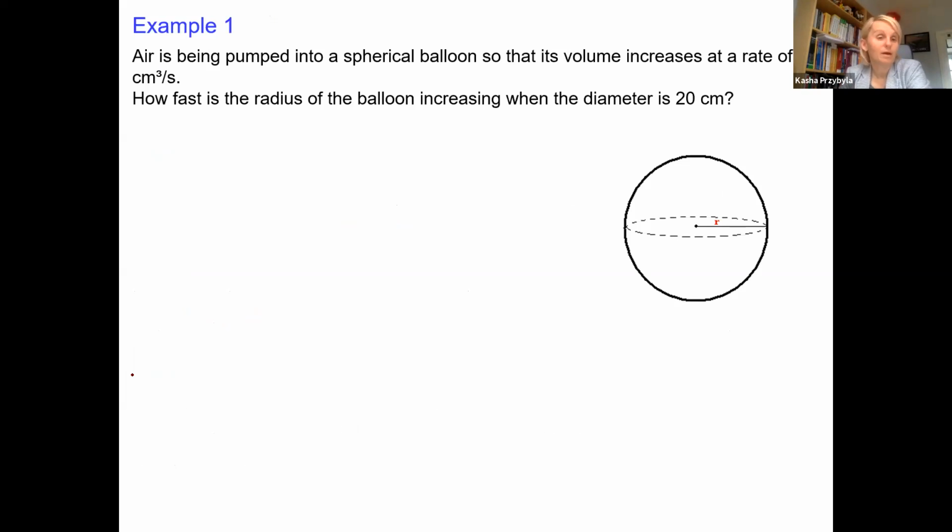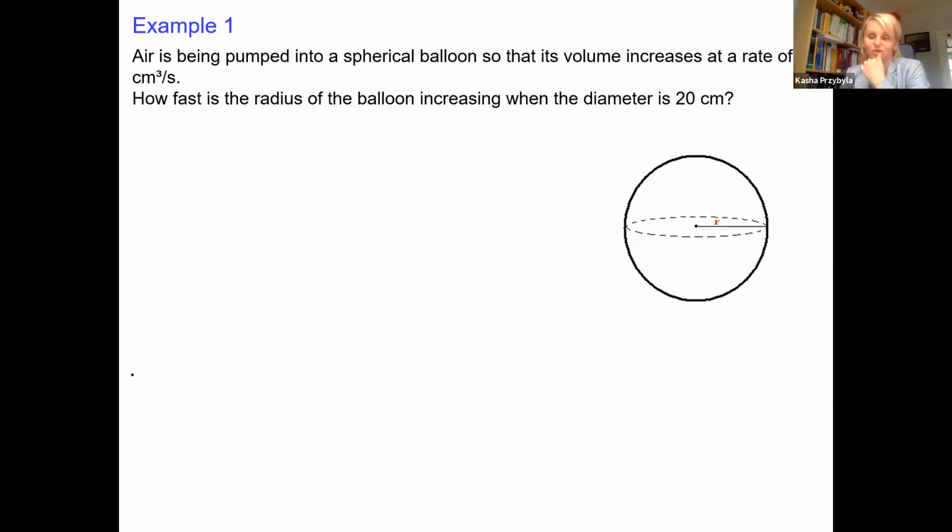Okay, air is being pumped into a spherical balloon so that its volume increases at the rate of 5 cubic centimeters per second. Volume is increasing, and we can see volume with respect to time. Even the units give me the information that that's the rate of change of the volume, because it's cubed. How fast is the radius of the balloon increasing when the diameter is 20 centimeters?